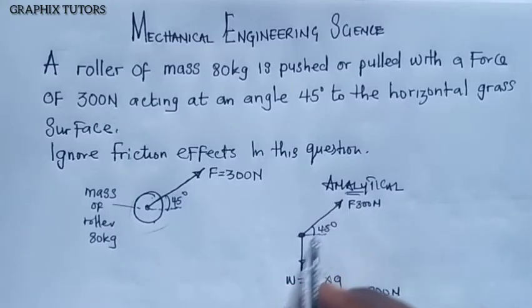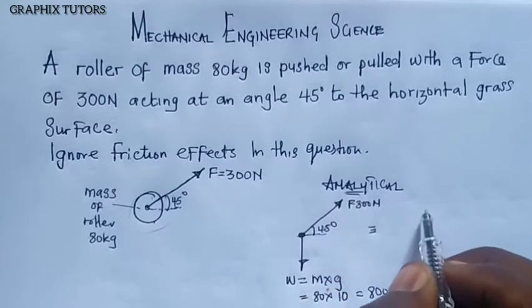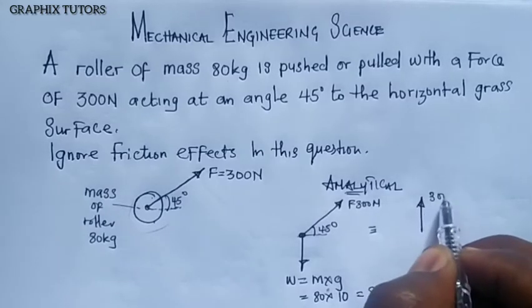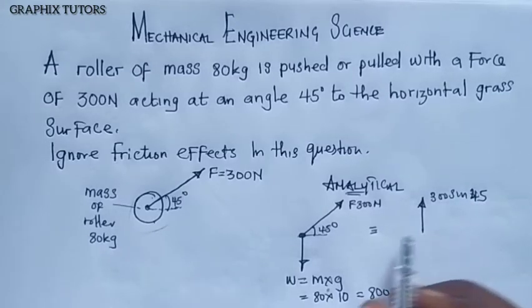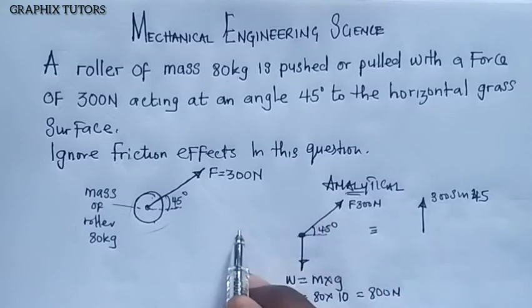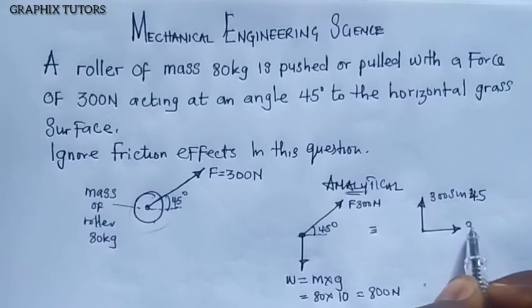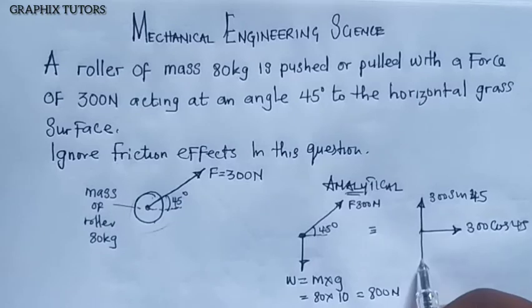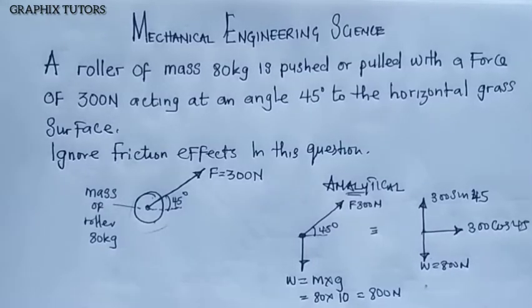But in this case here now, you have to resolve this. So if I want to resolve this in my free body diagram, the vertical component here will be 300 sine 45. I told you whenever it is inclined to the horizontal, if you watch my previous video, you get to understand this. And in this aspect here, this would be 300 cos 45. And this one acting downward this way is the weight, and that is 800 Newton.